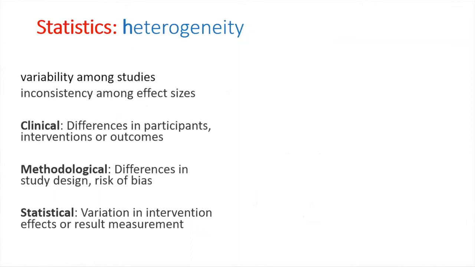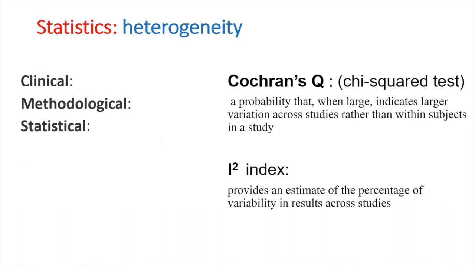Okay, but as I said, when we look at the second model, which is allowing for variation in studies, we now need to quantify this factor, this heterogeneity or variability among studies, which produces inconsistency in effect size. This can arise due to clinical differences in participants, methodological differences in design and risk of bias, and in our statistical analysis. And this is usually summarized in studies using either the Cochran's chi-square test or the I squared index. Okay, this gives a percentage estimate of variability across the studies. So these two measures assess heterogeneity among studies and summarize it.